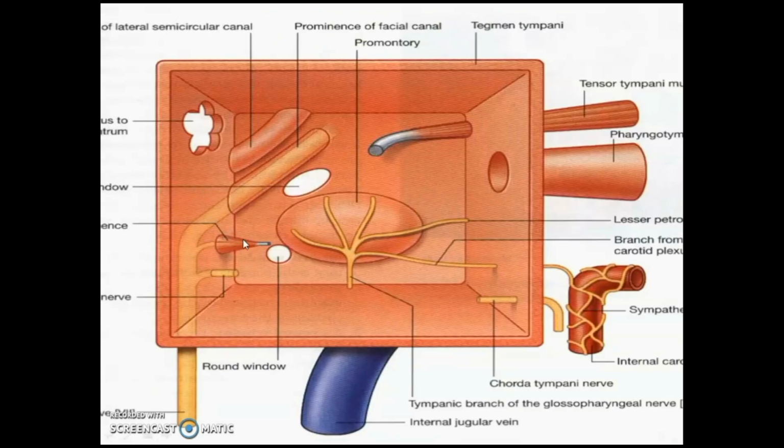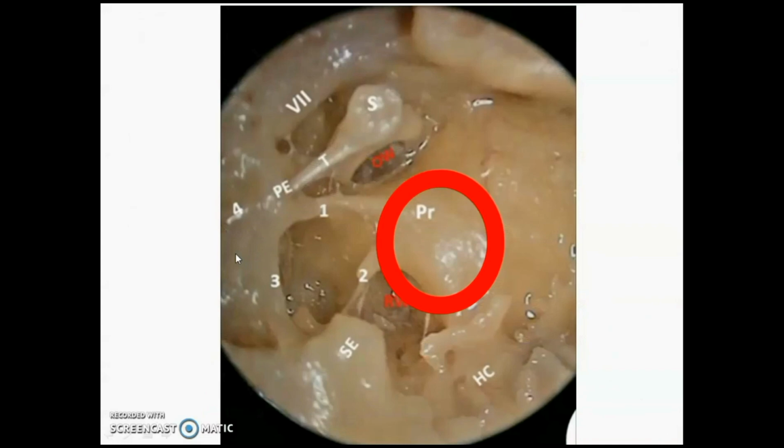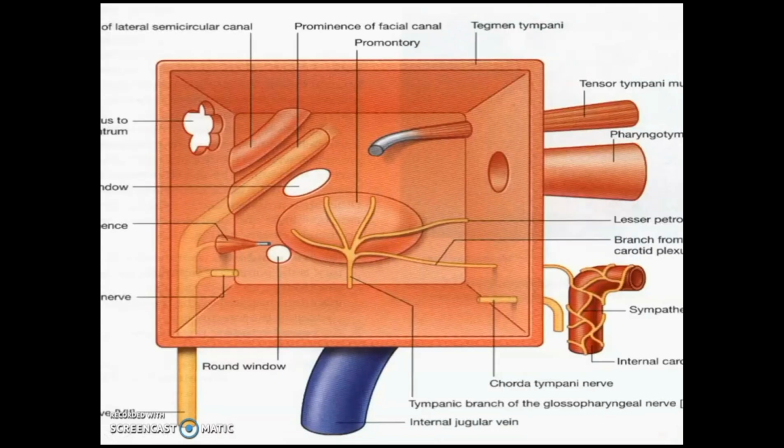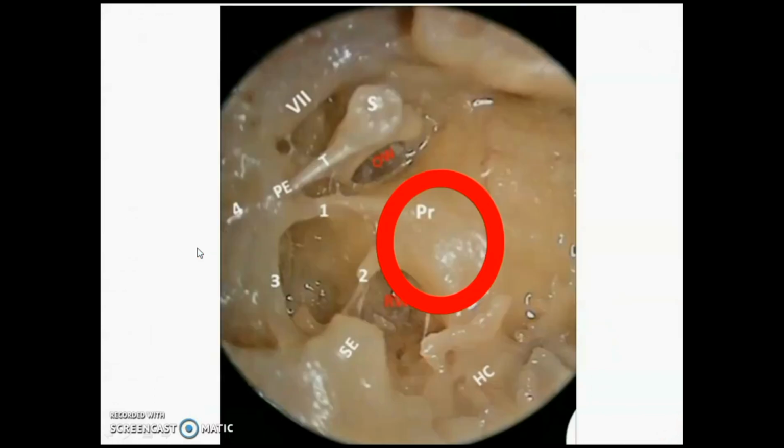You can see above you are seeing aditus, then you are seeing pyramidal eminence, and you can see there the vertical part of the facial nerve, that is the pyramidal eminence attaching to the stapedius muscle, and you can see the branch of facial nerve is going through the bony canal there to supply stapedius, and that is the nerve to stapedius, passing to the pyramidal eminence.